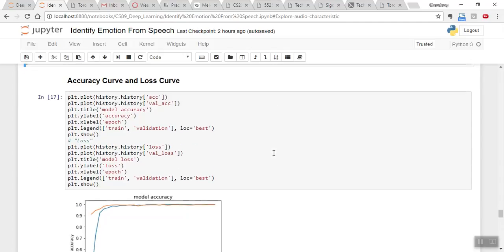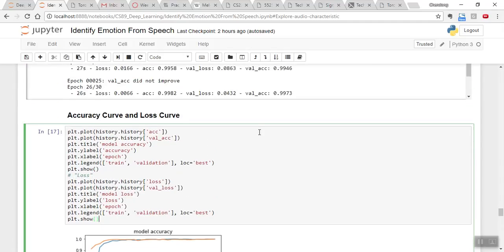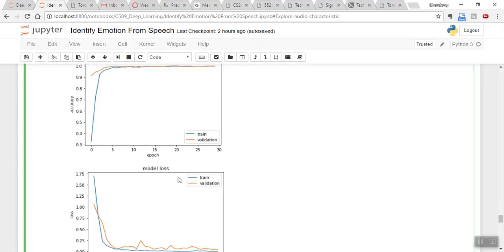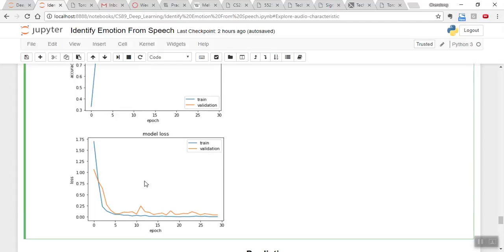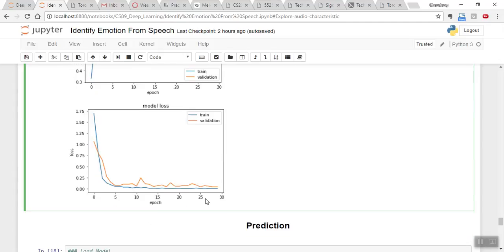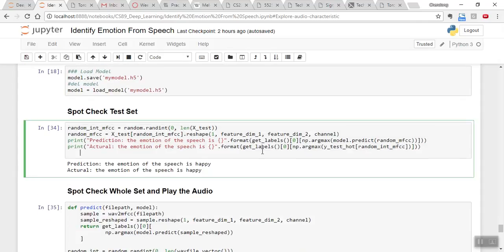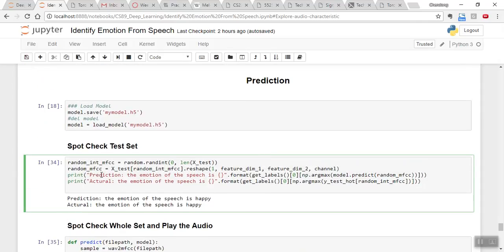Next I built the model accuracy chart and the model loss chart. You can find out the accuracy is almost equal to 1, and the loss of the model is quite minimal. Let's take a look at the predictions. Next I do a spot check of the test set. Basically, after training the model, I want to use the model to predict the test set and see if the result is aligned with the actual test labels.